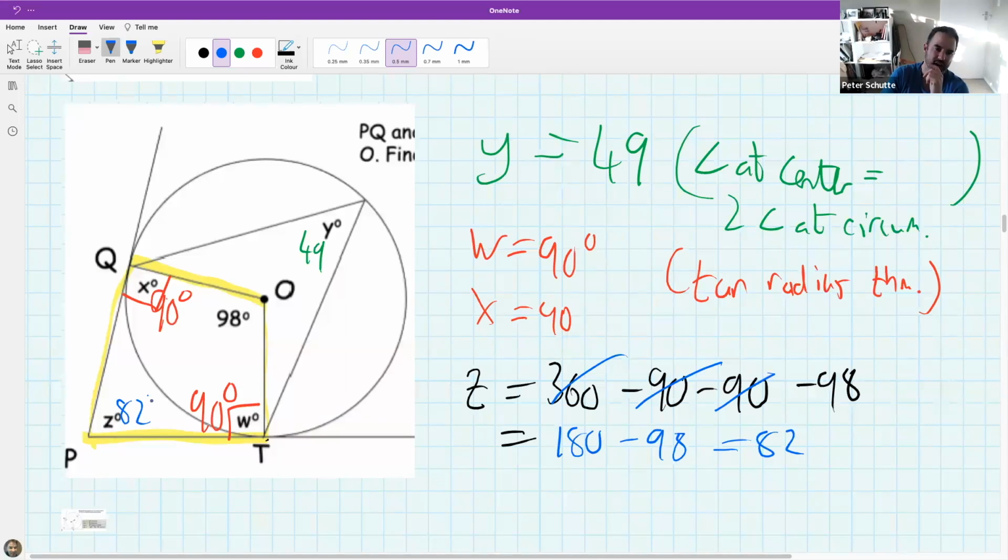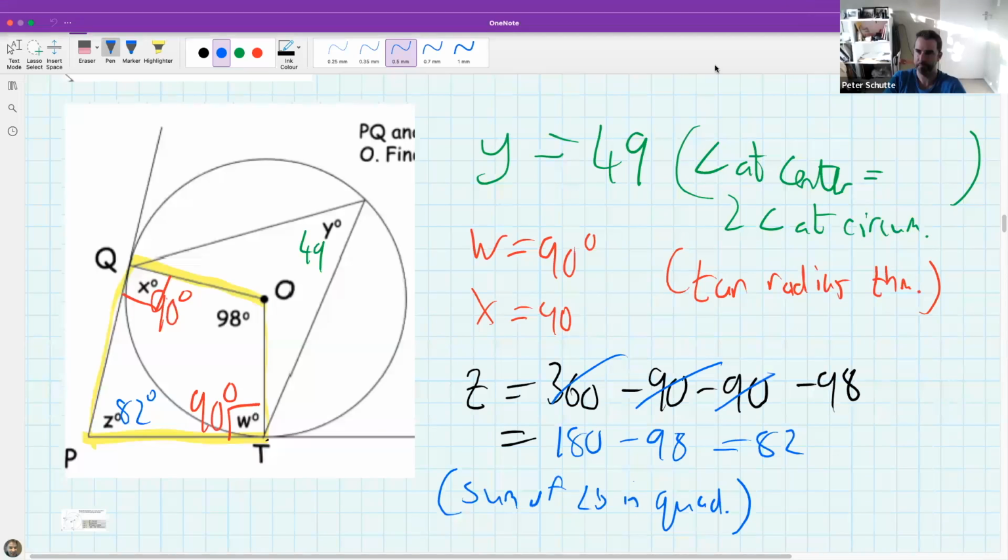Okay, so it happens to be 82 by coincidence, but you don't know that this is a cyclic quad. So you couldn't actually use the reason cyclic quad. You had to use the idea of the sum of angles in a quad. So you should say the reason is sum of angles in quad. And this is just a general quadrilateral. Okay. Yes. Thank you. Perfect.